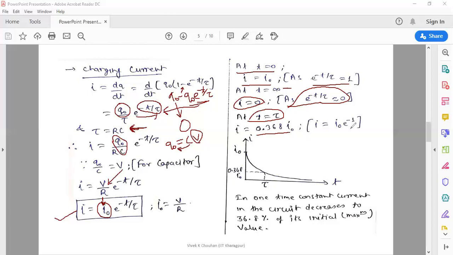Now at the time constant of the circuit, it will come out to be 0.368 I naught, because e to the power minus 1 has the value 0.368. So what we see over here is the current in the circuit reduces to 36.8% of its maximum value in one time constant of the circuit. That is the thing written over here. In one time constant, current in the circuit decreases to 36.8% of its initial value, which is actually the maximum value.